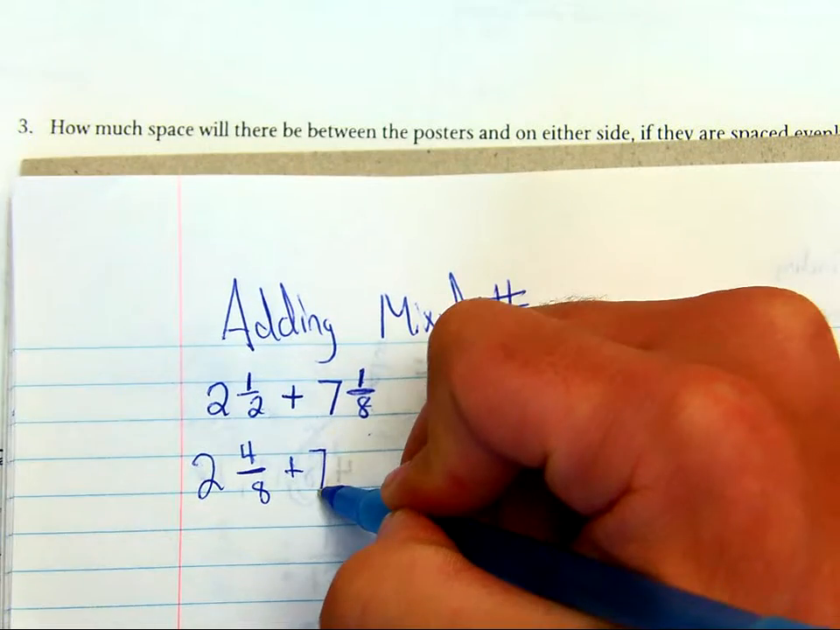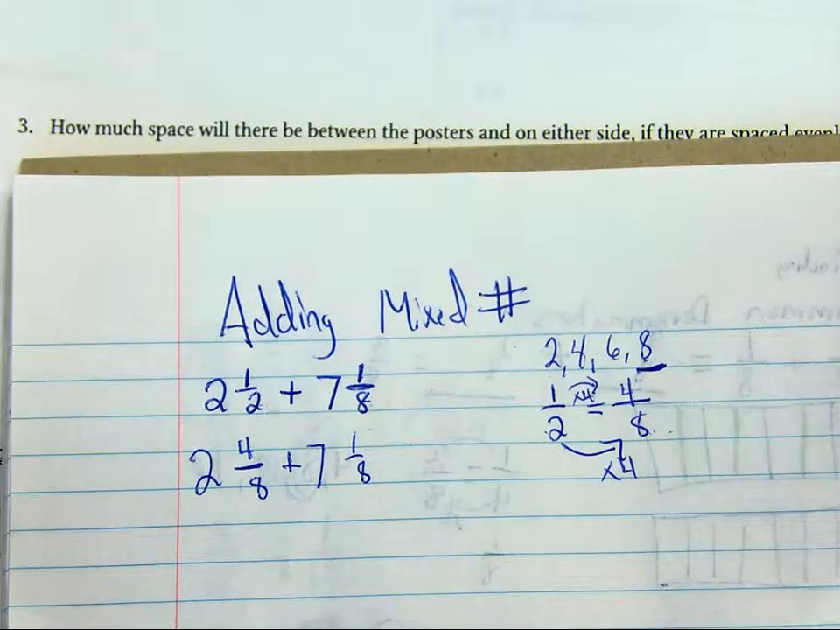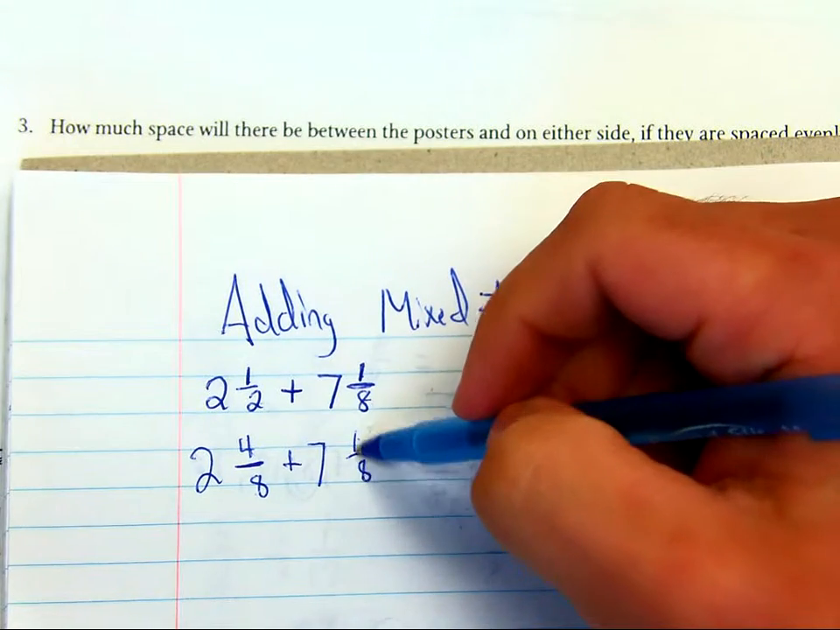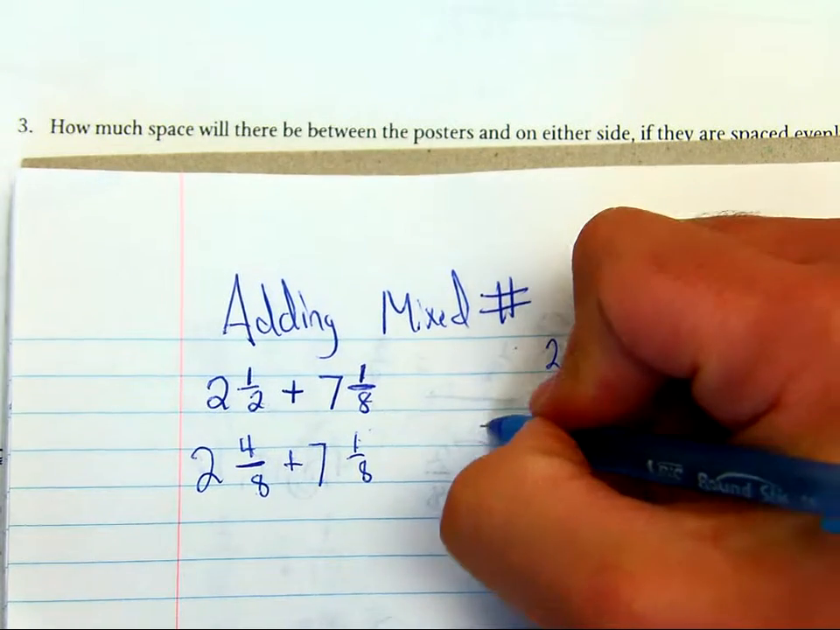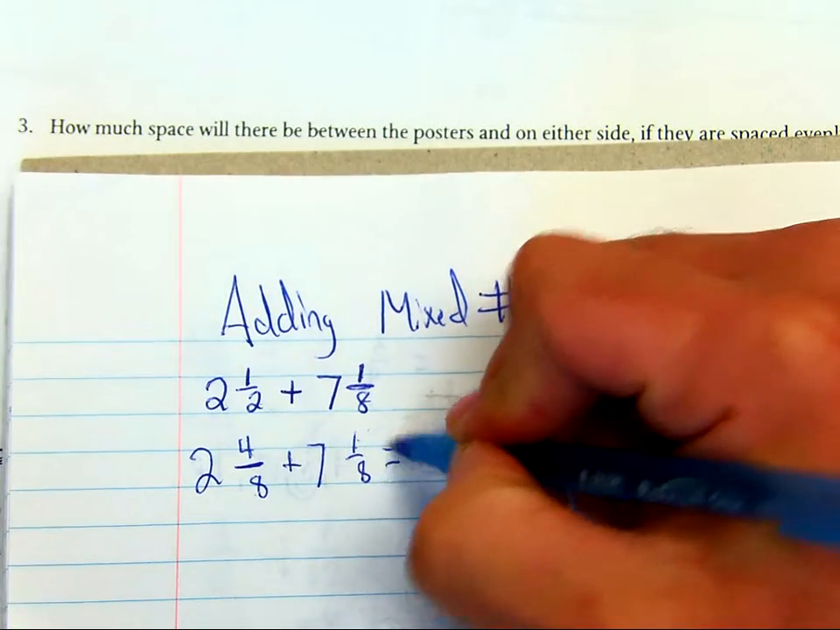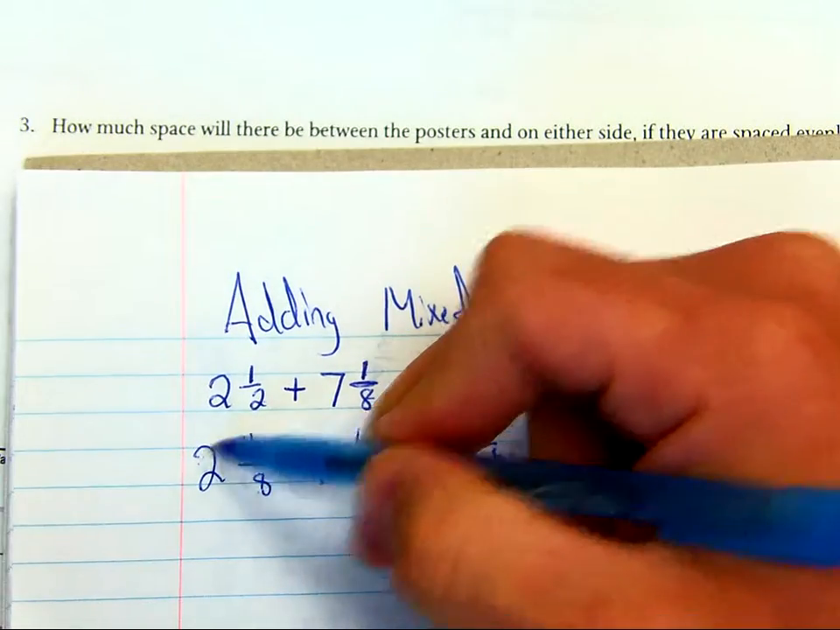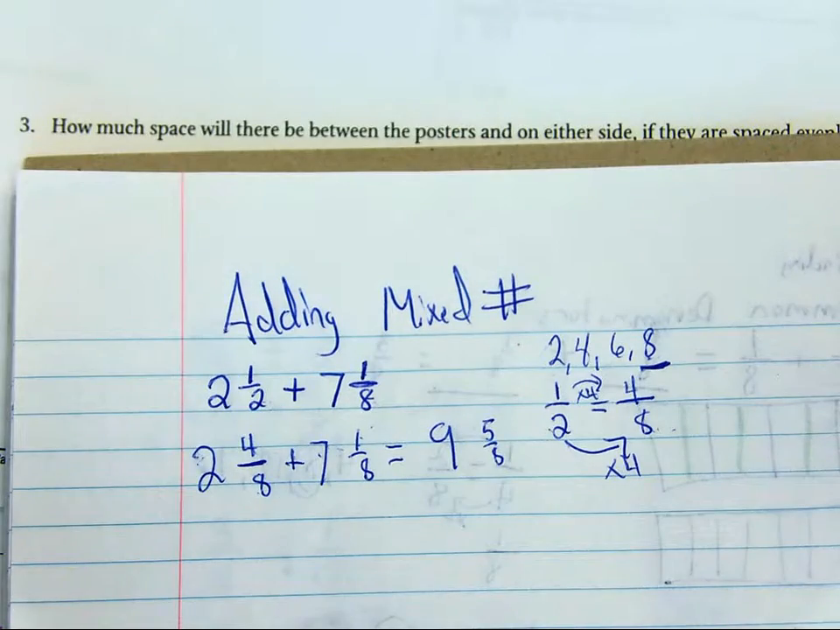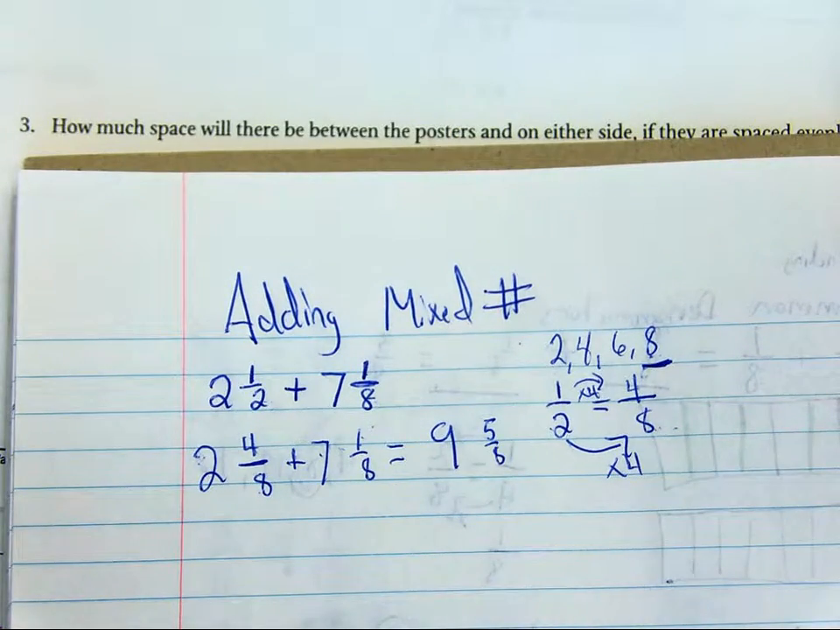Plus 7 and 1/8. The first thing I'm going to do is add up the fractions. 4/8 and 1/8 makes 5/8, and then I'm going to add the whole numbers. 2 and 7 makes 9. 2 and 4/8 plus 7 and 1/8 is 9 and 5/8.